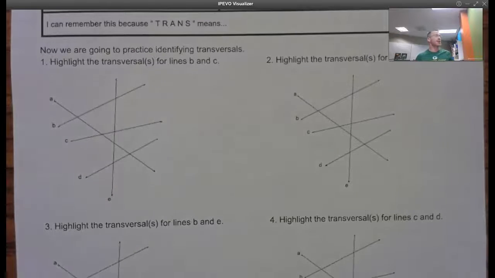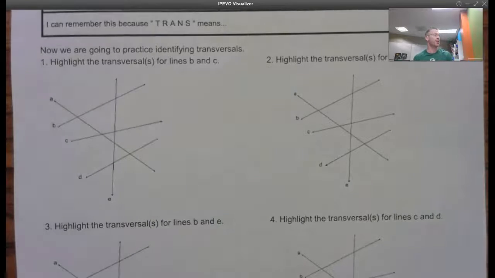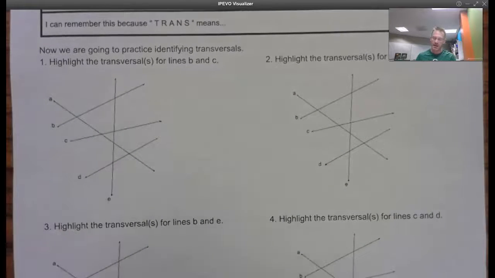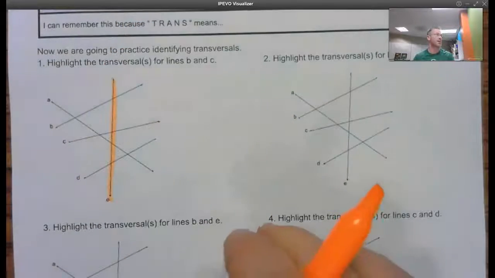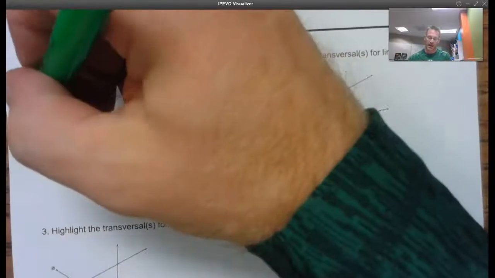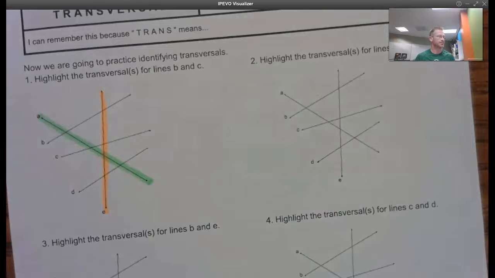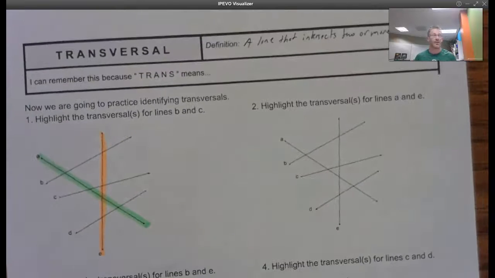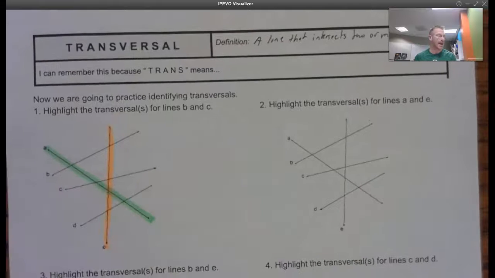Highlight the transversal or transversals for lines B and C. So when I look at B and C, here's B and here's C, and a transversal means it would hit both of those lines. I see one here. So this line E would be a transversal for B and C. It hits both of those. Hopefully you see a second one here, which would be line A, which also hits B and C. So we have two transversals there. Hopefully you can see that. So those are the two lines that hit B and C.